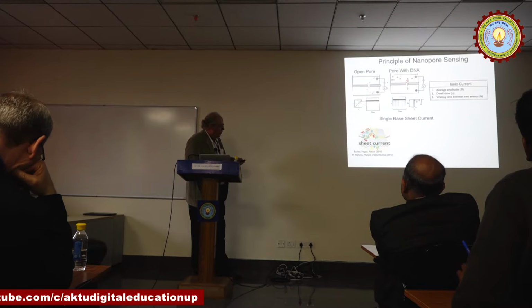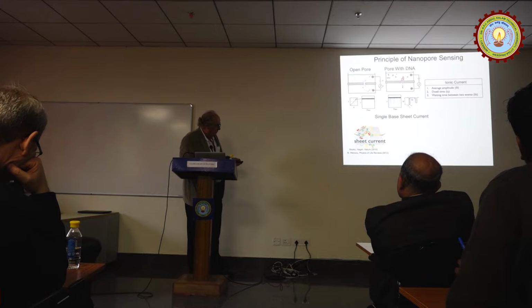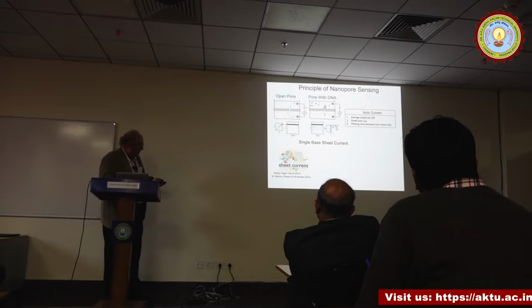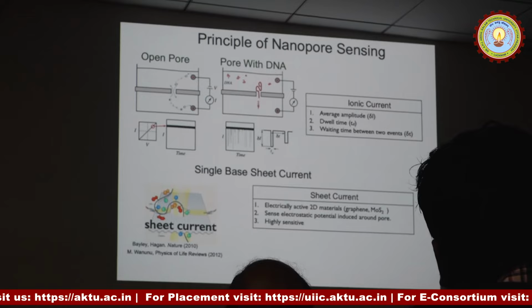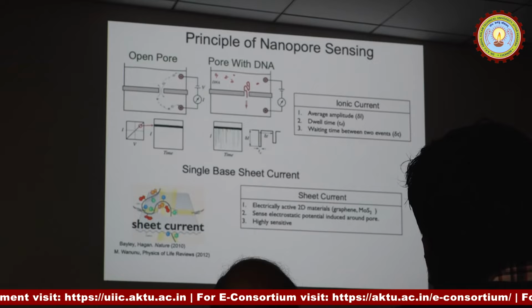And so you would have, as I mentioned here, we can even detect DNA if this membrane carries a sheet current. Every time the DNA, which is negatively charged, passes through the pore, it will introduce some current variation that you can also use to see if the DNA is there or not.